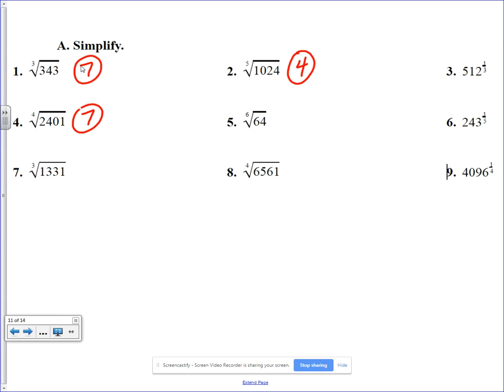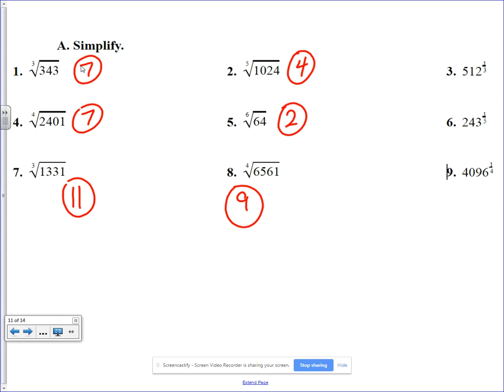Okay, what do we get for the sixth root of 64? 2. Everybody's good there? Yes. Okay, how about the third root of 1331? 11. And how about the fourth root of 6561? 9. Okay, so everybody's good with the radicals then, right? Yes? Okay, so let's go over to the power ones.